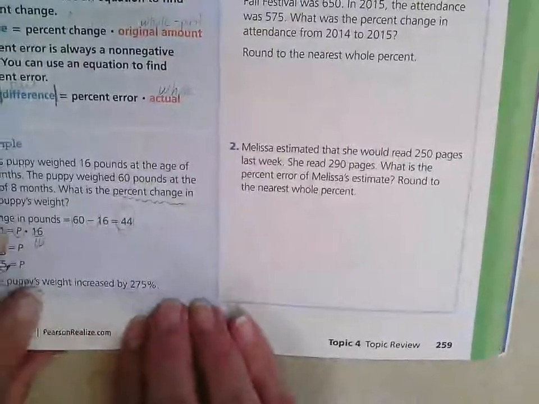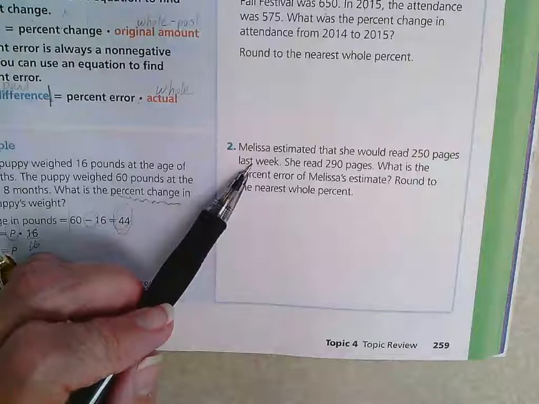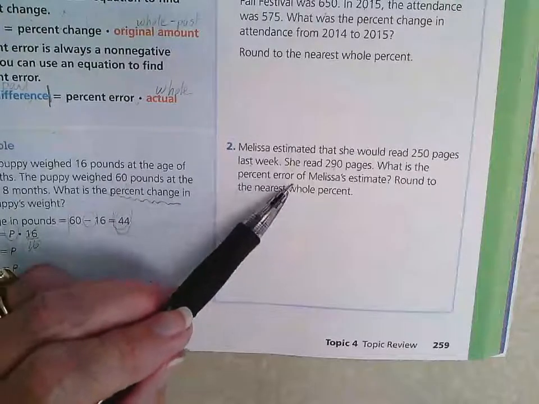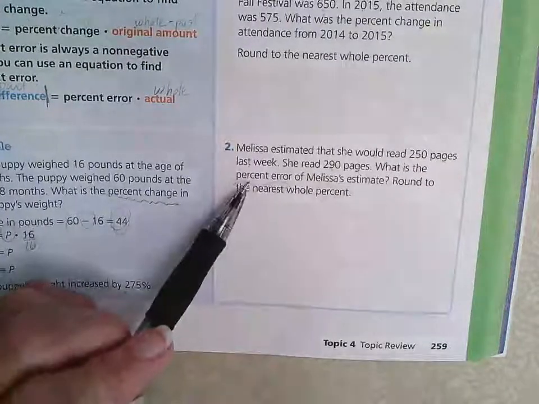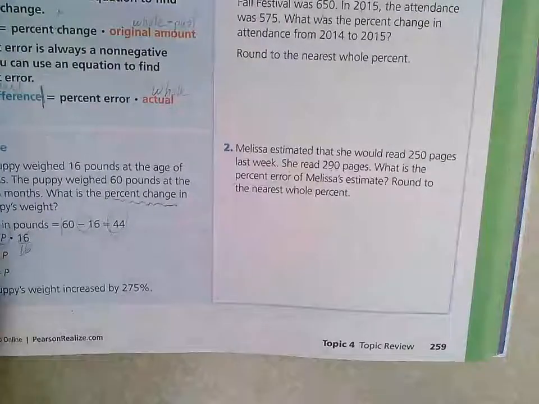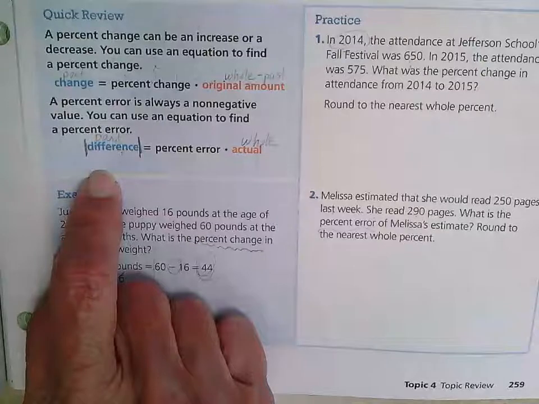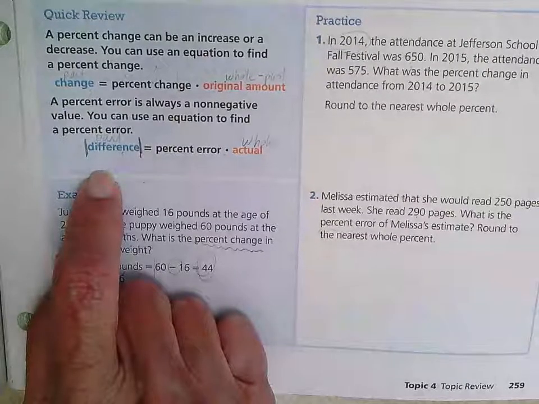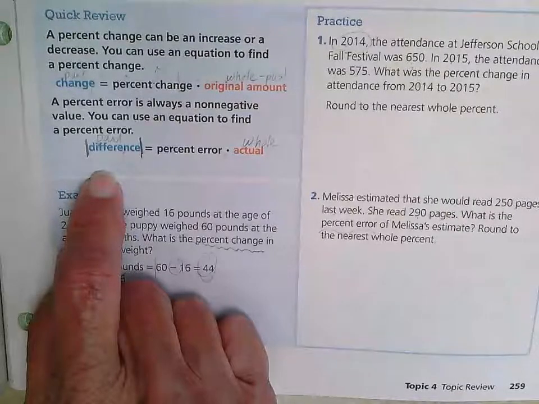Number 2, Melissa estimated that she would read 250 pages last week. She read 290 pages. What is the percent error of Melissa's estimate? Round to the nearest whole percent. So this time we're going to use this equation. We're going to take the difference, and that's going to be equal to the percent error times the whole, or the actual.